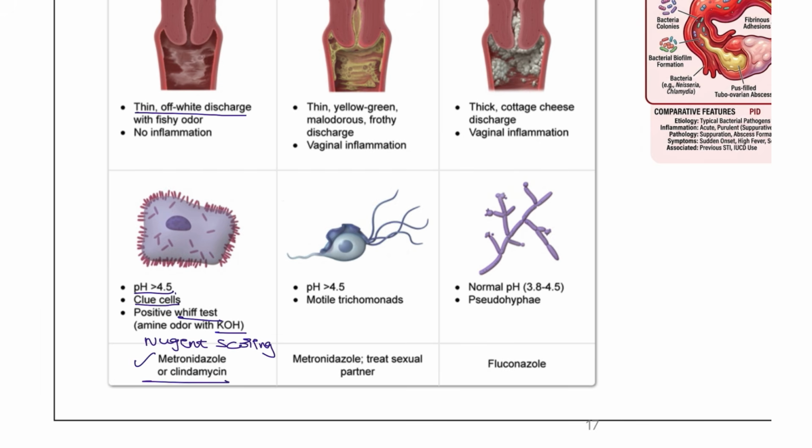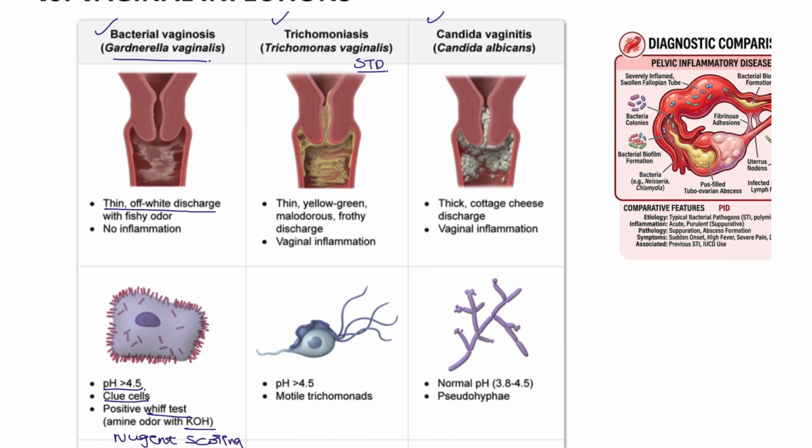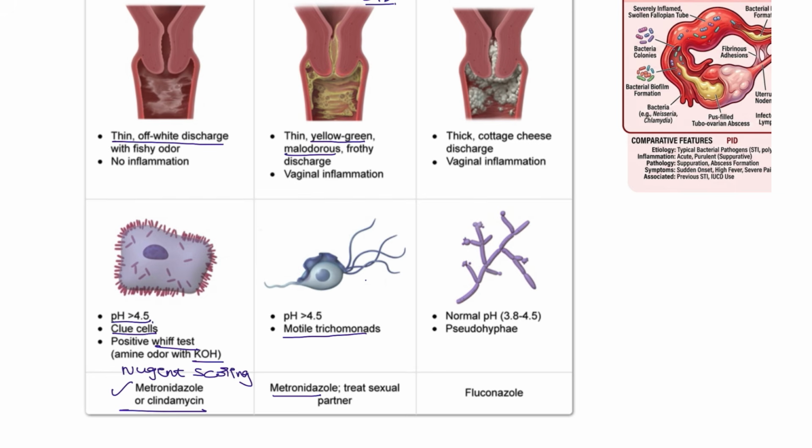The drug of choice is metronidazole. Moving on to trichomoniasis. Trichomoniasis shows a thin, yellow-green, frothy and malodorous discharge. Under the microscope, you see motile trichomonads with flagella, and the drug of choice is metronidazole, and you should also treat the sexual partner.